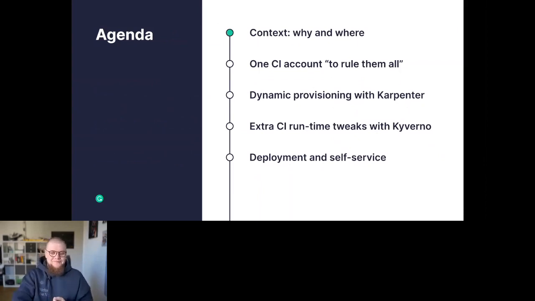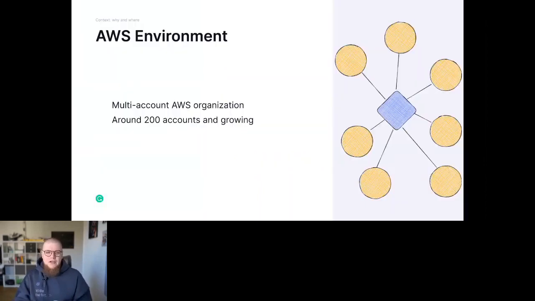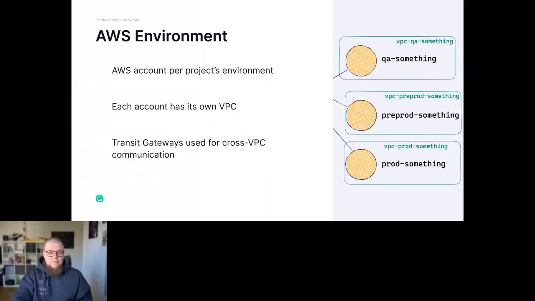Let's go. Our backend infrastructure is hosted at AWS. We have around 200 accounts governed with AWS Organizations, and the number keeps growing. Why do we need that many accounts, some might ask? Well, a single AWS account represents the environment, like QA, pre-prod, or prod for some project or backend service. Each account has its own VPC, and transit gateways help us to connect accounts with each other when needed.